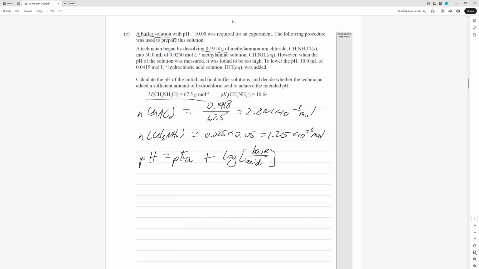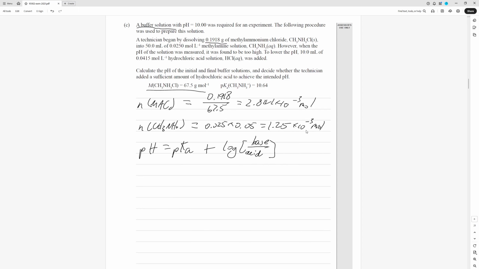And it's going to be the concentration of the base over acid, but obviously here, this is in the same solution, so we can just use moles, as accounting for the volume is just going to cancel out eventually, so it doesn't really make a difference. We're given pKa is 10.64, so it's going to be plus log 1.25 times 10 to the power negative 3 over concentration of acid, and that gives us 10.28.